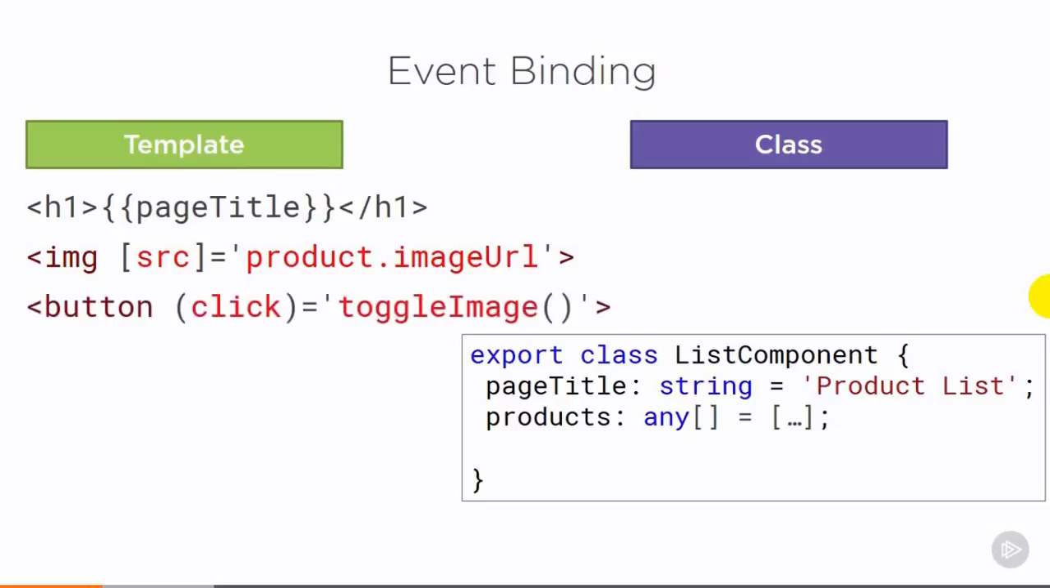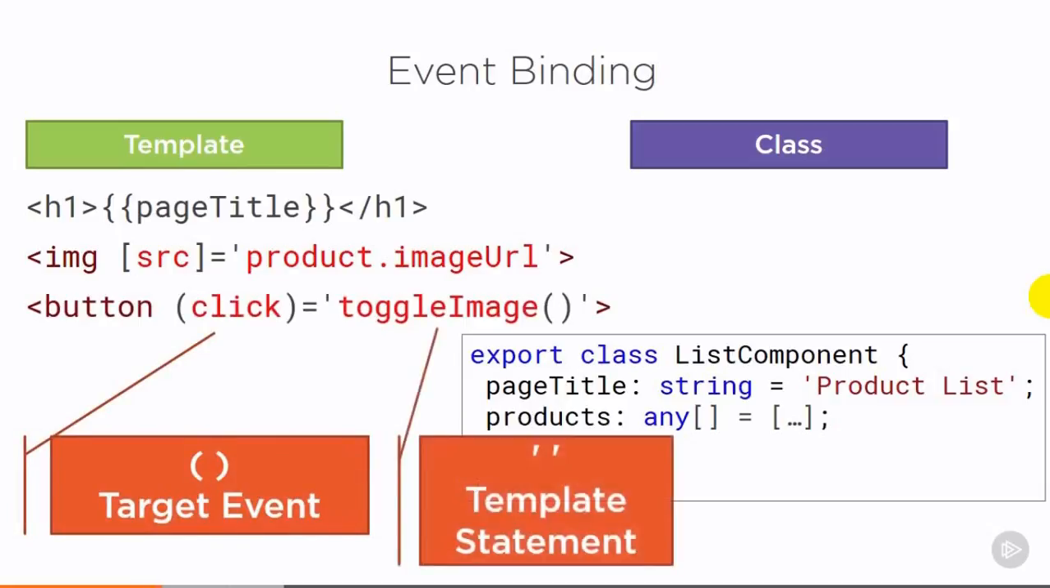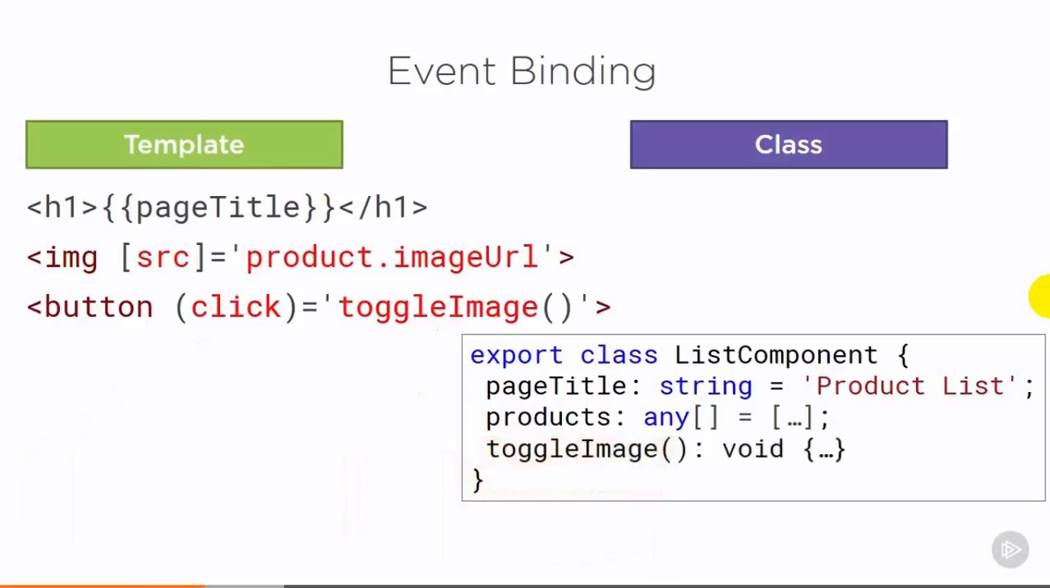Notice how similar this syntax is to property binding. In this example, the component listens for the click event on a button. The name of the bound event is enclosed in parentheses, identifying it as the target event. To the right of the equals is the template statement. This is often the name of a component class method, followed by open and closing parentheses and enclosed in quotes. If the defined event occurs, the template statement is executed, calling the specified method in the component.